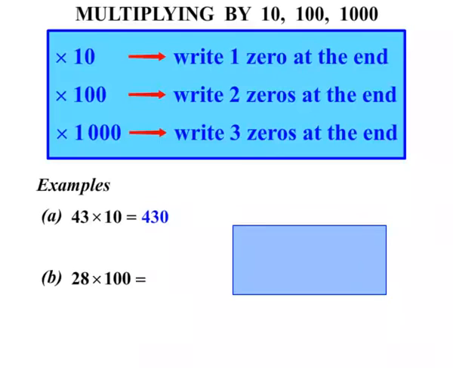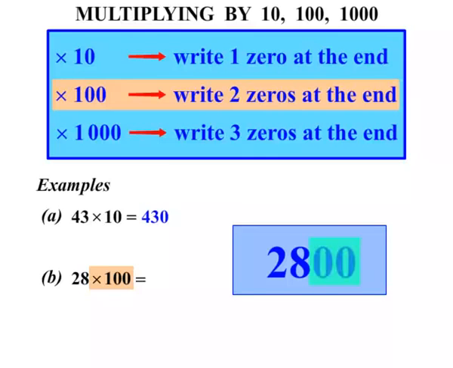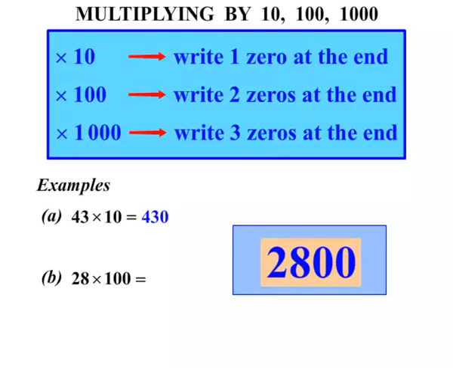Part B, 28 times 100. So let's write our 28 down. Now we're multiplying by 100. So looking up at our little rule there, we're going to write 2 zeros at the end. So at the end there, let's write 2 zeros. So our answer there, 2,800. It's a very easy lesson, this one, isn't it?